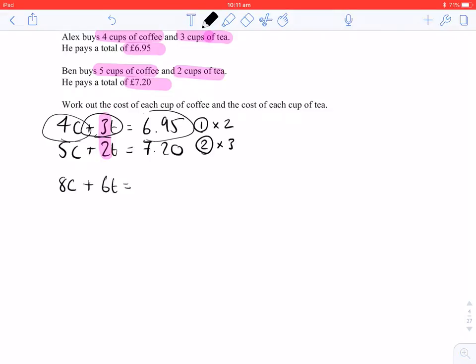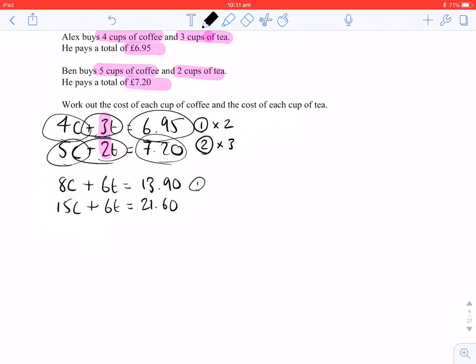3t times 2 gives us 6t, and 6.95 times 2 will give us £13.90. We're then doing the bottom equation by 3, so 5c times 3 is 15c, 2t times 3 is going to be 6t, and 7.20 times 3 is going to be £21.60. So I've still got my equation 1 and my equation 2 here, and we can see that now we do have the same number of t's in both.